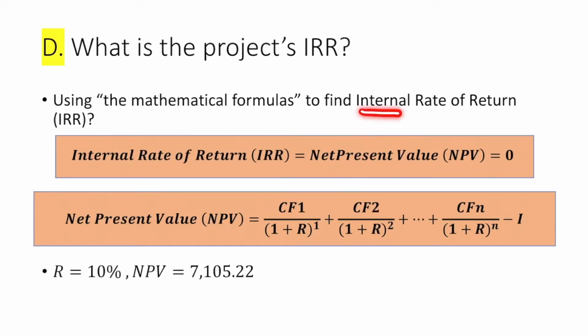Let's move to the last question. What is the project internal rate of return? By using the mathematical formula, the internal rate of return equals the rate at which the net present value has the value of 0. So we have to find the percentage that makes the NPV equal 0 by using this formula.